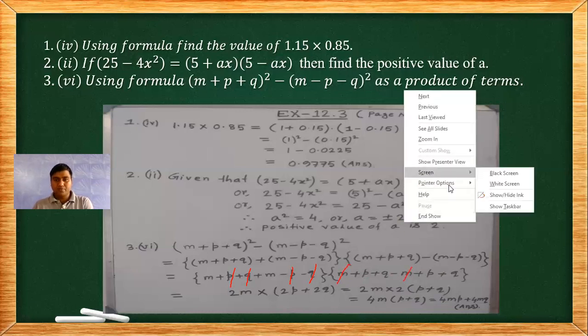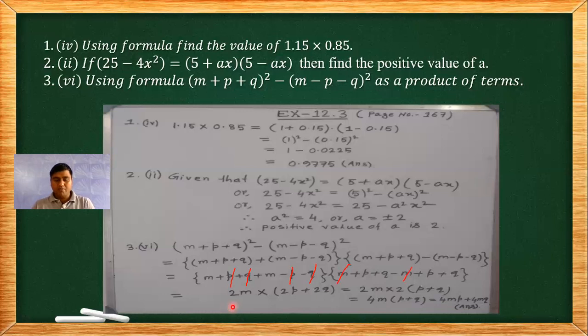So 2m into 2p plus 2q, and from this bracket 2 is common. 2m into 2 into p plus q. 2 into 2m is 4m. 4m into p plus q. This is the answer, 4mp plus 4mq.